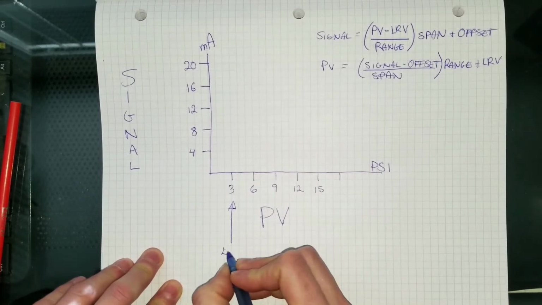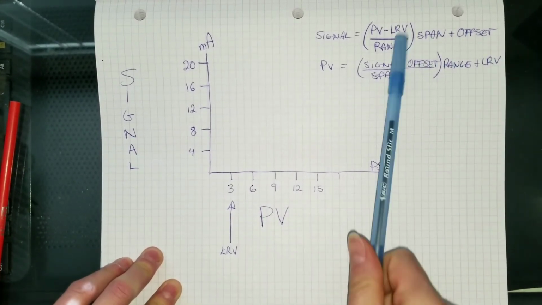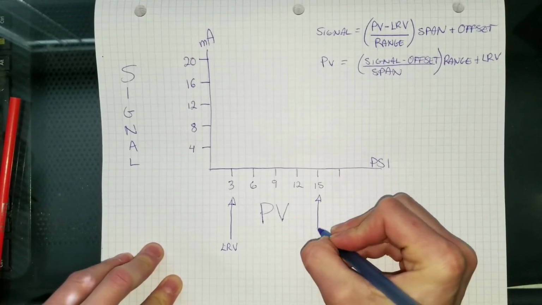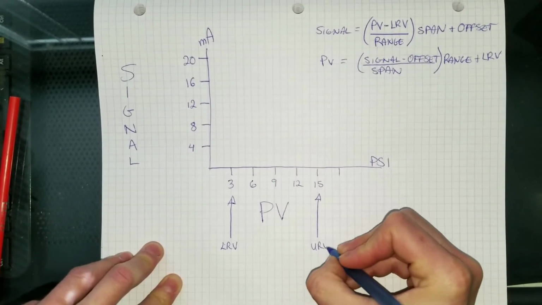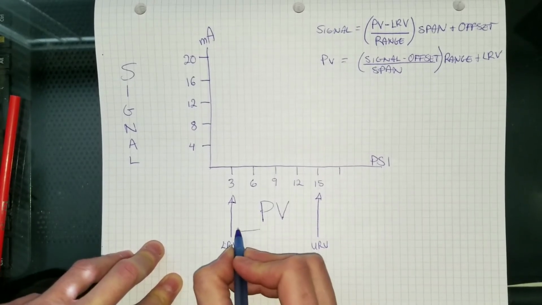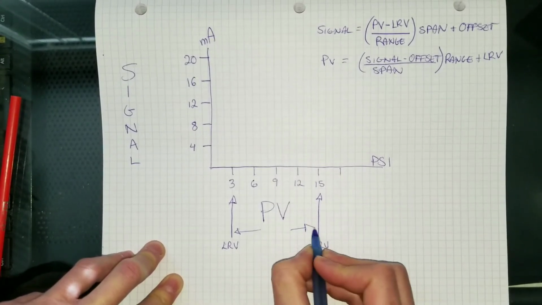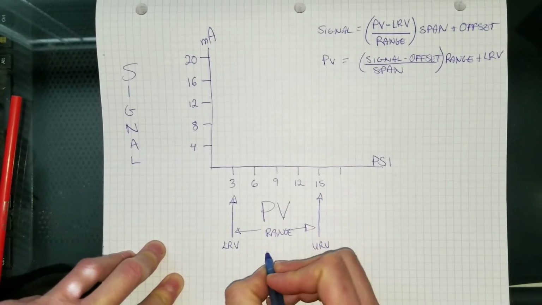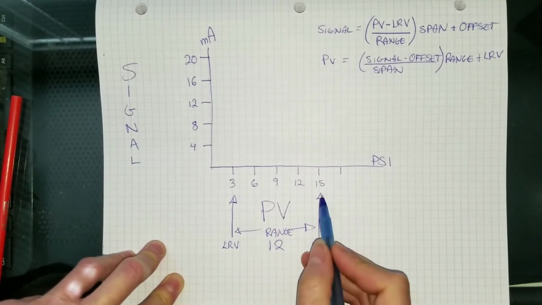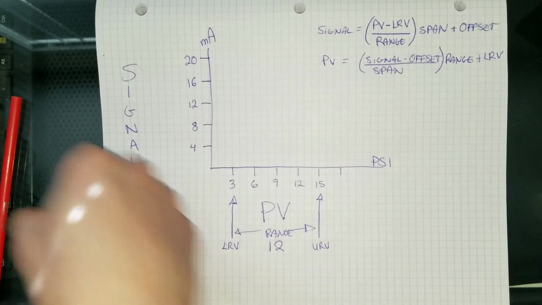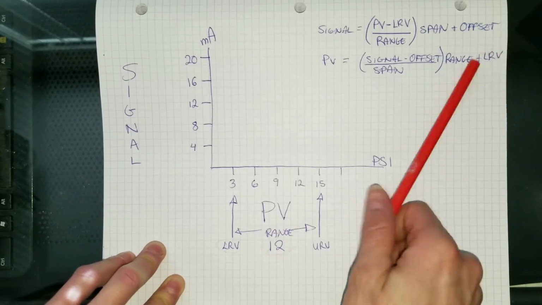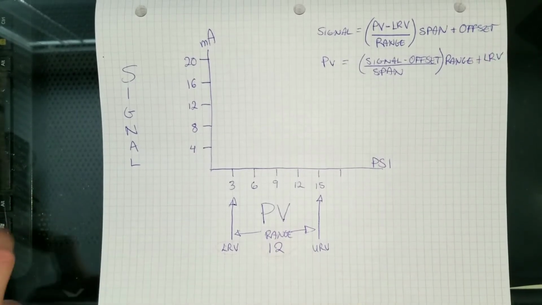So this is our lower range value. That would be this right here, lower range value. Here's our upper range value. It only matters for one thing, so that we could tell the difference between the two. The difference between the two is our range. What's our range? 12, because between 3 and 15, there are 12 psi. So lower range value and our range, we're going to use that in our formula.